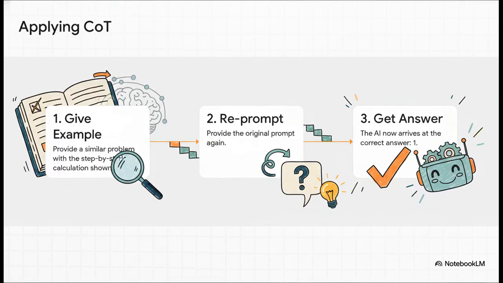But watch what happens when we use chain of thought. First, we give it a similar problem, but this time, we lay out the step-by-step calculation. Then we ask our original question again, and boom, it nails it. It gets the correct answer. So the really crucial takeaway here is that we've taught it the how, not just the what, and that makes all the difference.